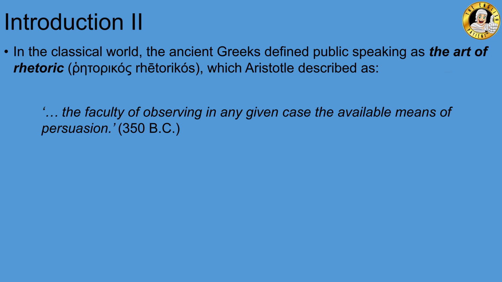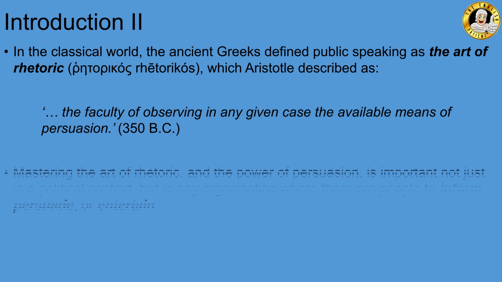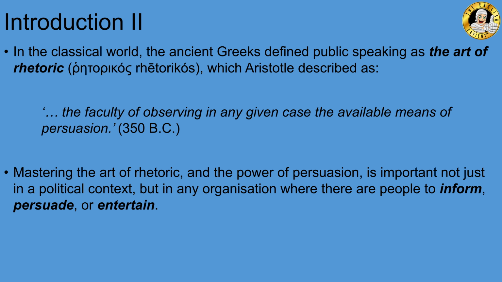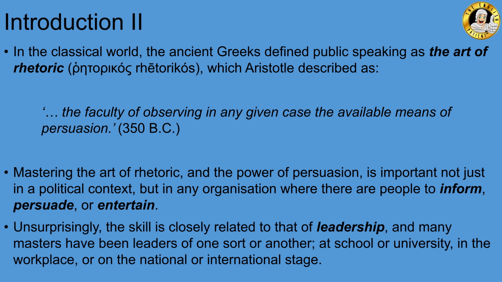Now, in the classical world, the ancient Greeks defined public speaking as an art, that being the art of rhetoric. And Aristotle described this art as the faculty of observing, in any given case, the available means of persuasion, all the way back in 350 BC. Now, mastering this art, the art of rhetoric and the power to persuade people, is important not only in a political context, but it's very, very important in any organization where there is a need to inform people, to persuade people, or to entertain people.